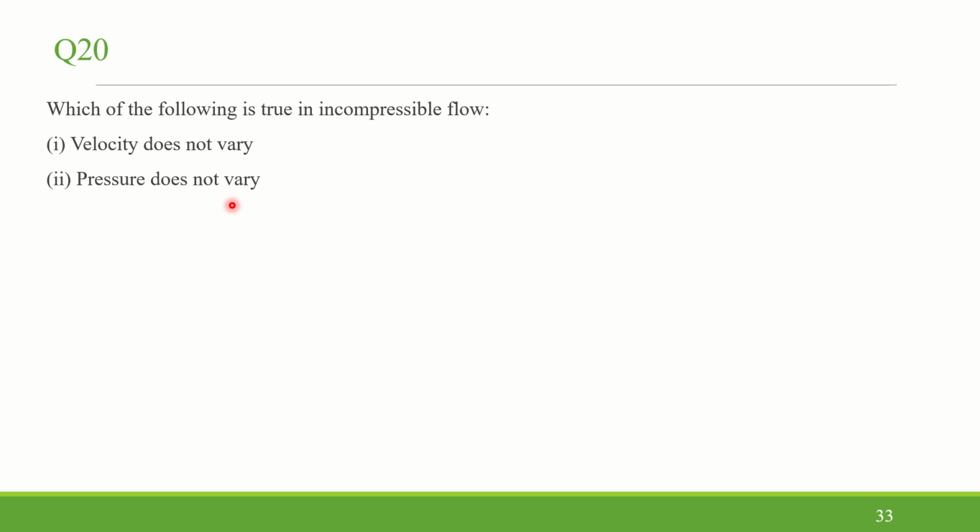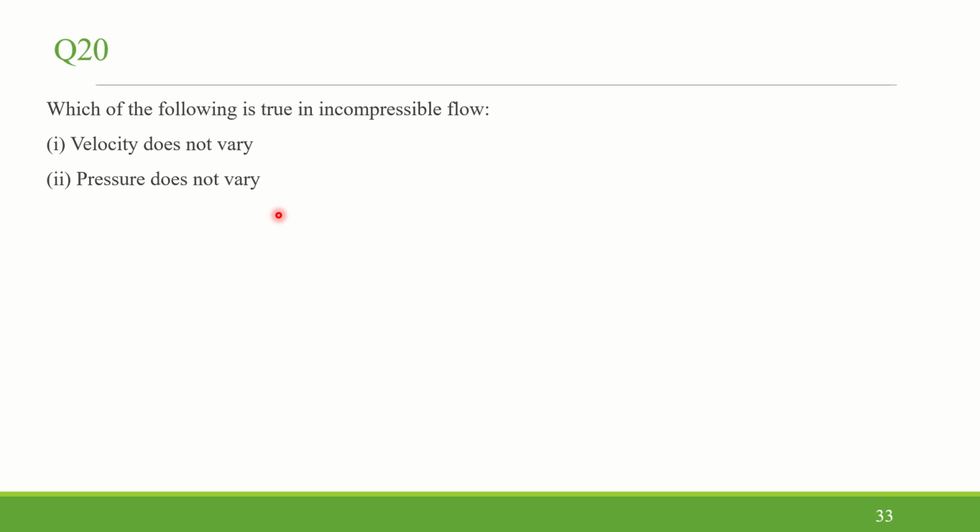Velocity will be developing in a pipe flow, where we will see a parabolic profile that remains steady after reaching steady state, but till then velocity will vary, and pressure will vary as well. So which of the following is true when we are talking about incompressible flow? We cannot generalize any statement as such. This particular example of flow in a circular pipe itself says that velocity and pressure do not remain constant. So both of them are false.